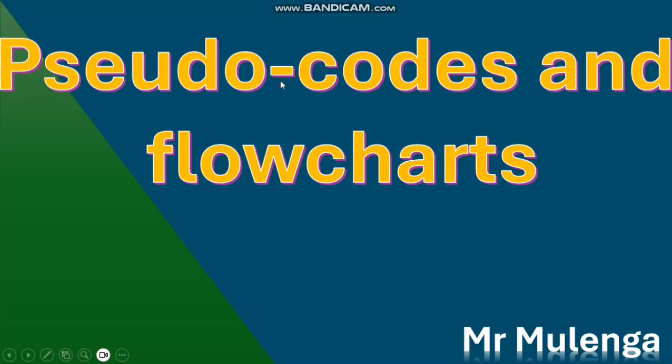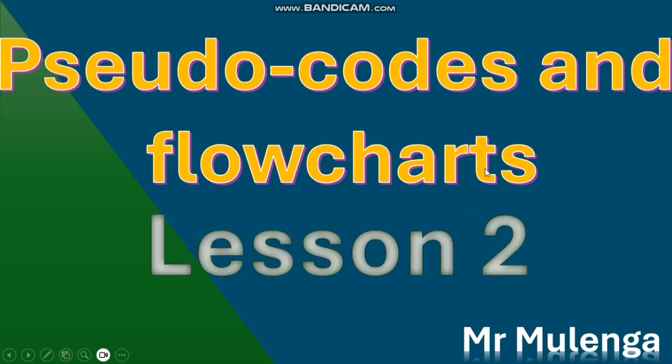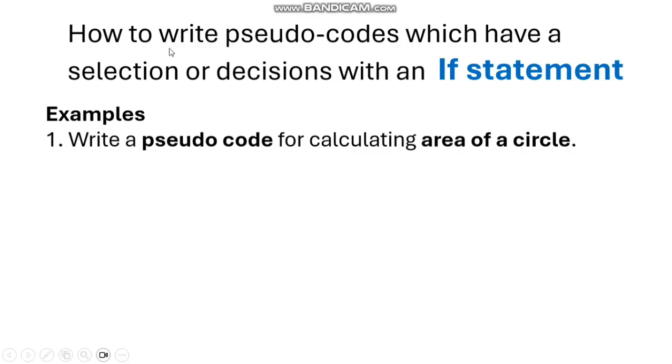So we are still looking at pseudocodes and flowcharts, and this is our second lesson. Here we are going to look at how to write pseudocodes which have a selection or decisions with an if statement. If you remember, in lesson 1 we just looked at how we can write a pseudocode and a flowchart using simple information. In this lesson we are looking at how to write a pseudocode that has a selection or decisions with an if statement. So let us look at the examples.